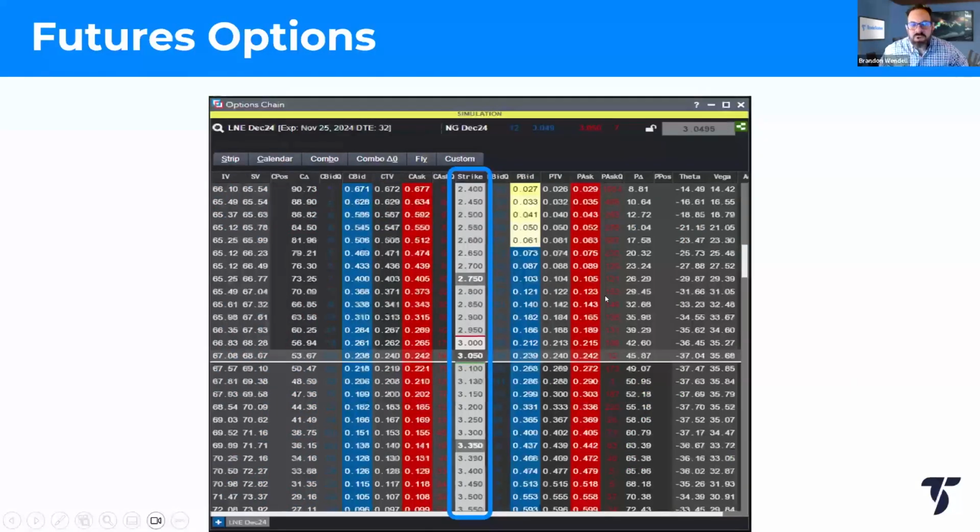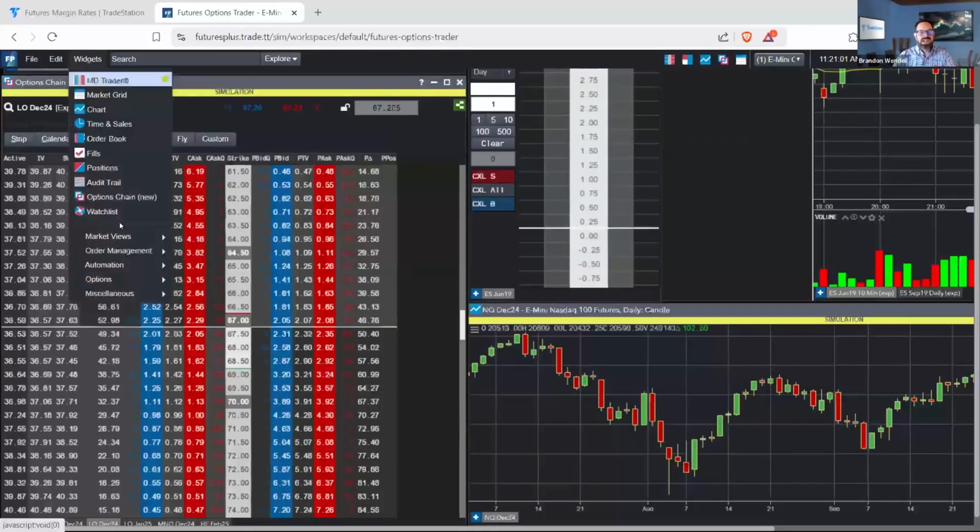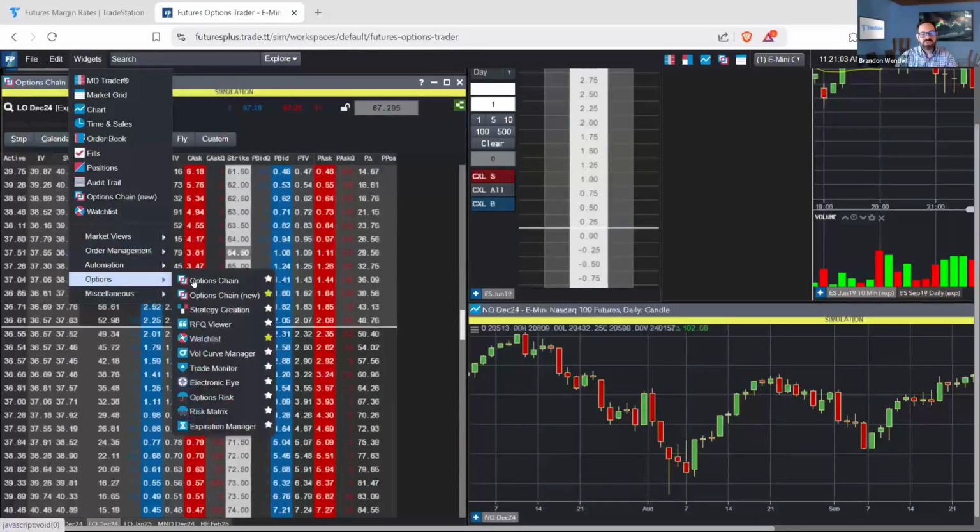So when it comes to these quotes, especially on TradeStation Futures Plus, this is pretty simple to see. There's actually two types of options chains on the software. This is the new option chain. If you were to go in, you'll see what's called widgets. Under my options, I have options chain and options chain new. I don't even bother with the old options chain. I'm just using the new one.